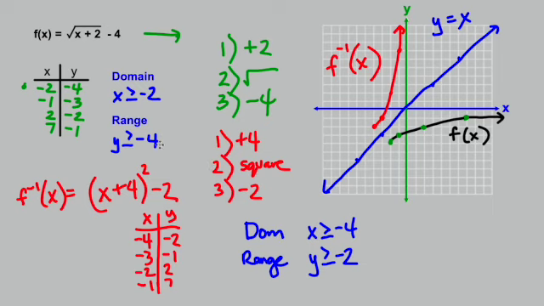They're just reversed. The -4 is now part of our domain, and what was in the domain up here is going to be part of the range. So that will hold true as well.